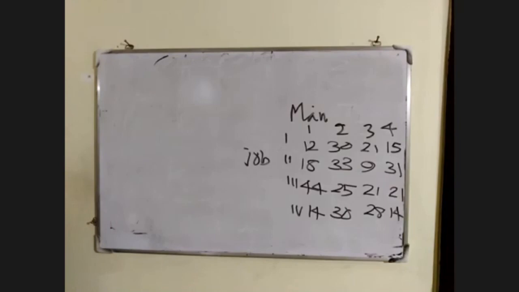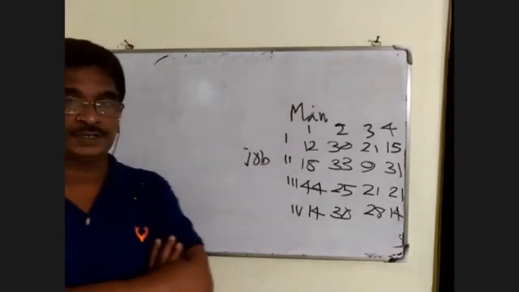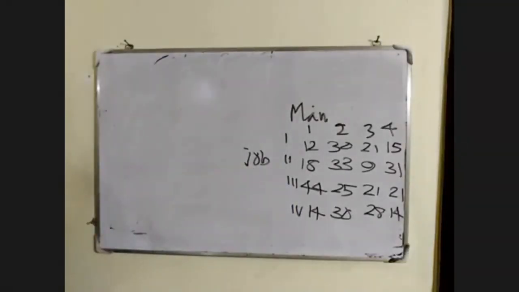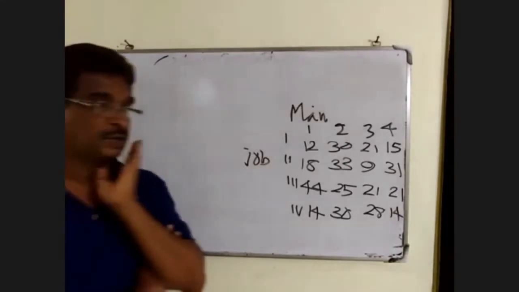Who completed? Sir, is it 60? Yes, the answer is correct. 60 is the correct answer. The first job is going to the first person, the second job is going to the third person, the third job is going to the second person, and the fourth job is given to the fourth person. The answer 60 is correct.